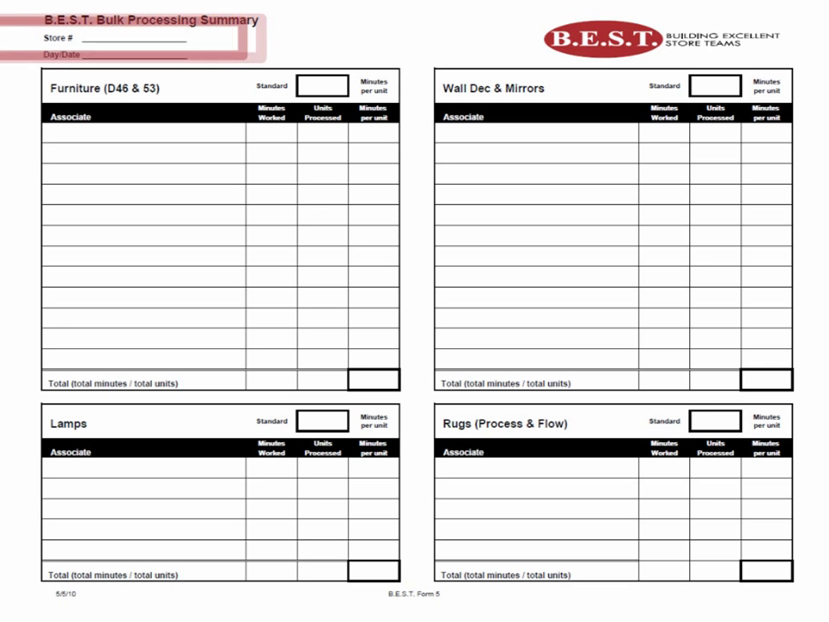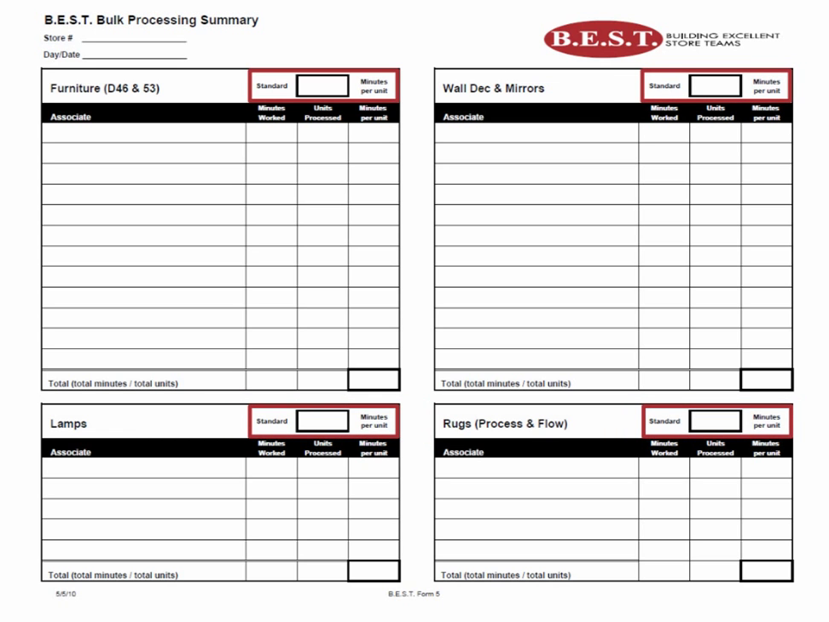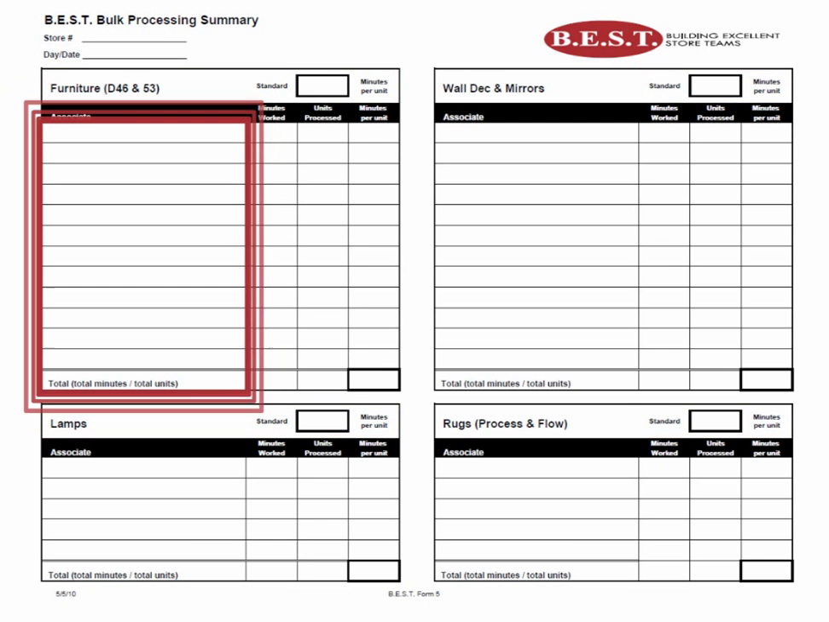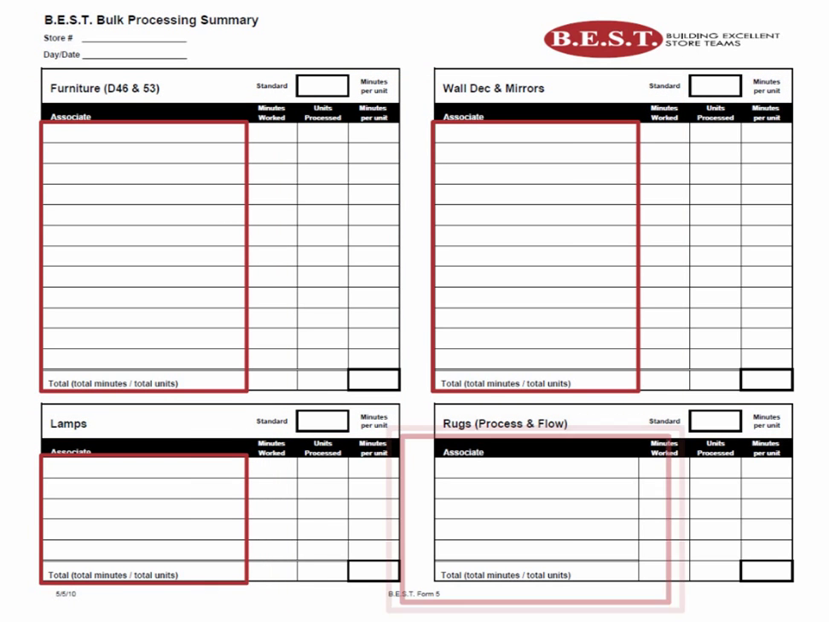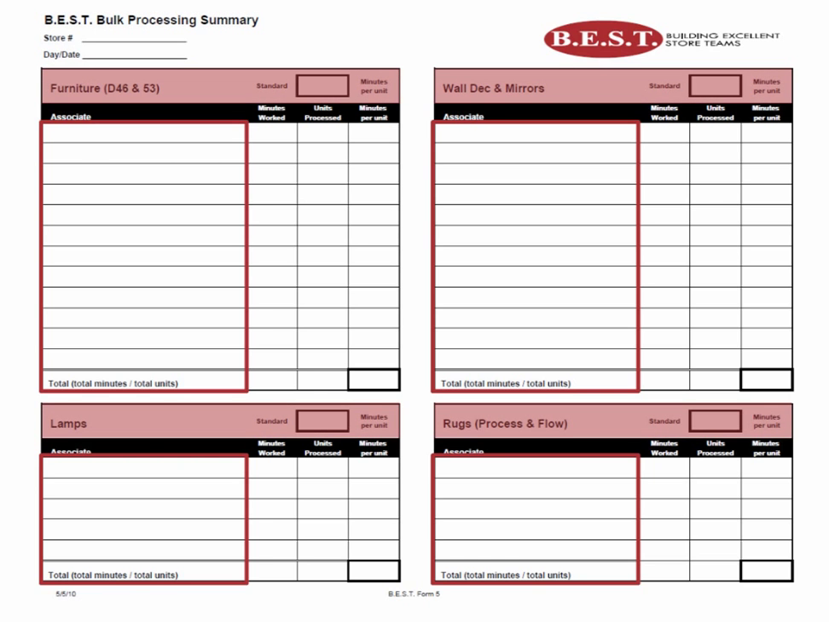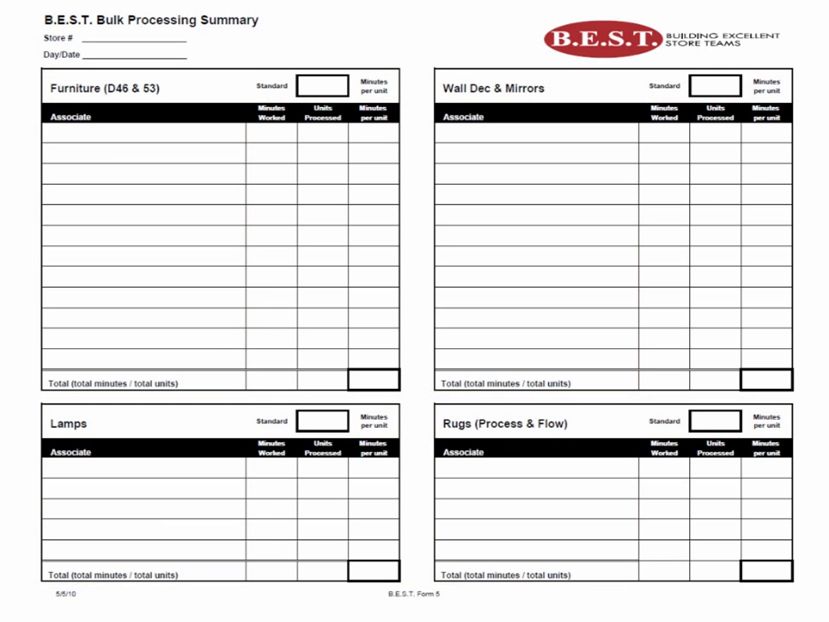On the form, you'll see a space for your store number, the day and date, as well as a space for the standard in minutes per unit for each type of bulk merchandise. Once that information is filled in, write in the name of each bulk processing associate working that day. Make sure that you list them under the appropriate bulk items they will be processing. When the processing is complete, you'll record the minutes worked and the units processed for each associate.